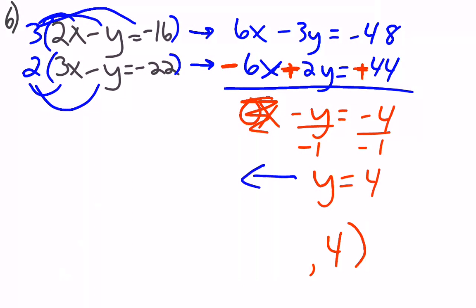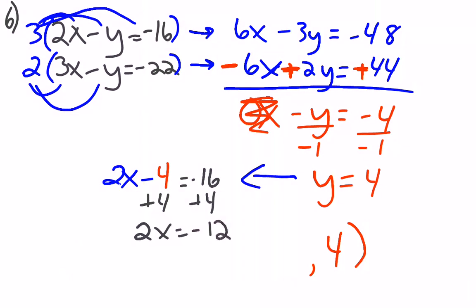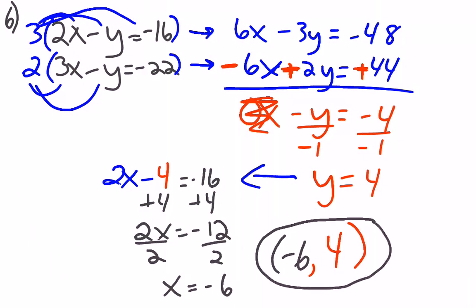So there's my y value, and now I need to substitute that in to get my x value. And they look pretty much the same, so I'm going to do the first one. I don't always do the first one. I just am today. So 2x minus 4 equals negative 16. So we want to add 4. So 2x equals negative 12. And then we're going to divide by 2. So x equals negative 6. Alright, so we got negative 6, 4.